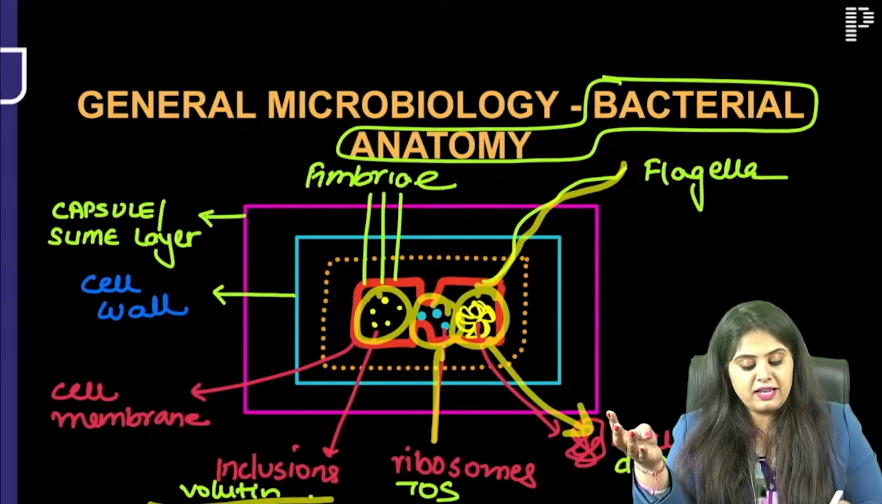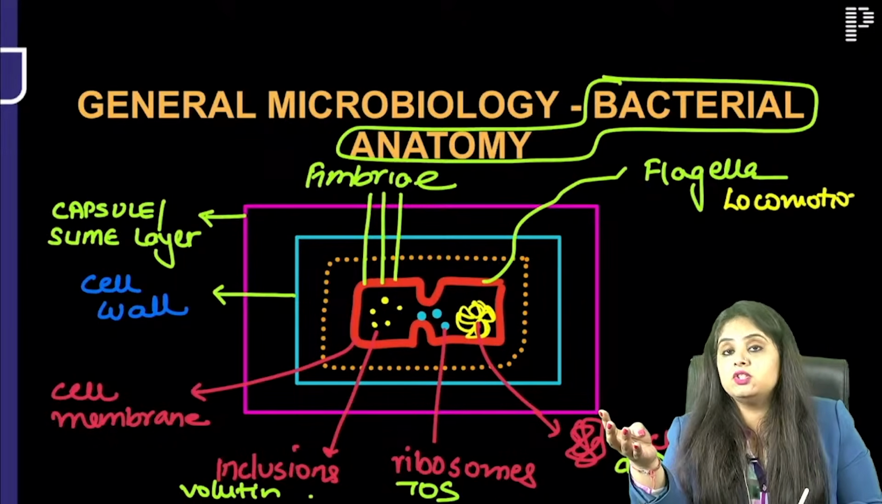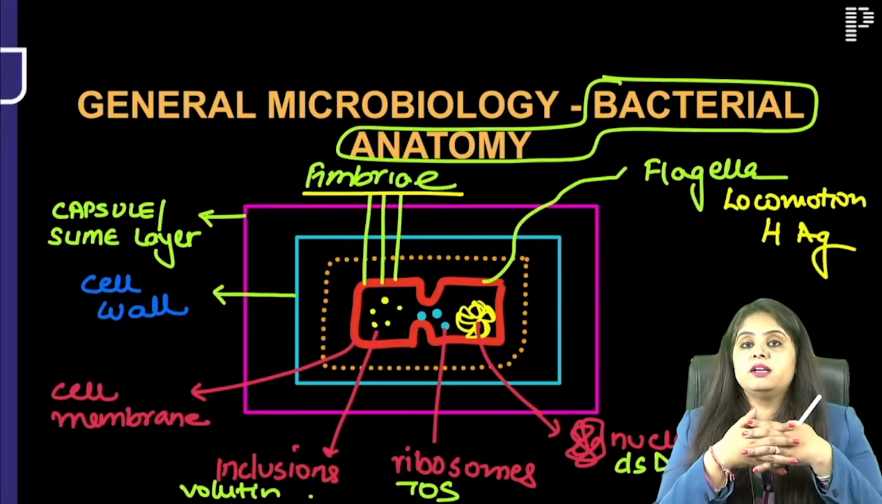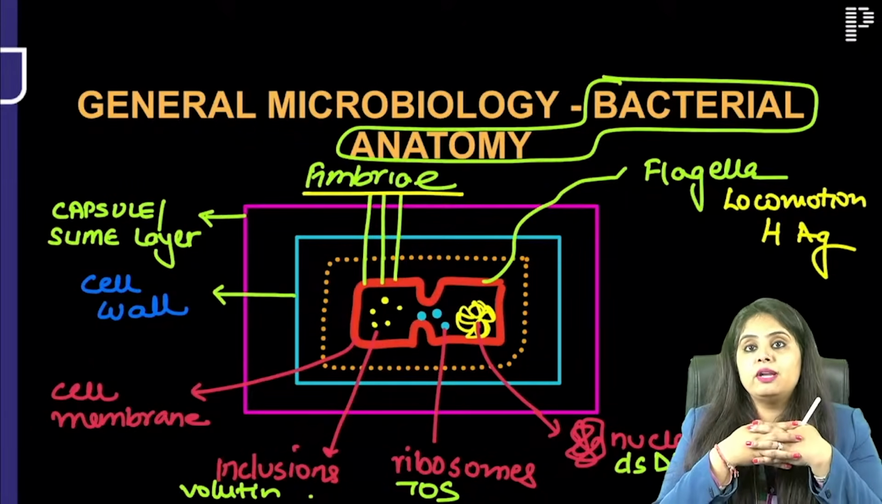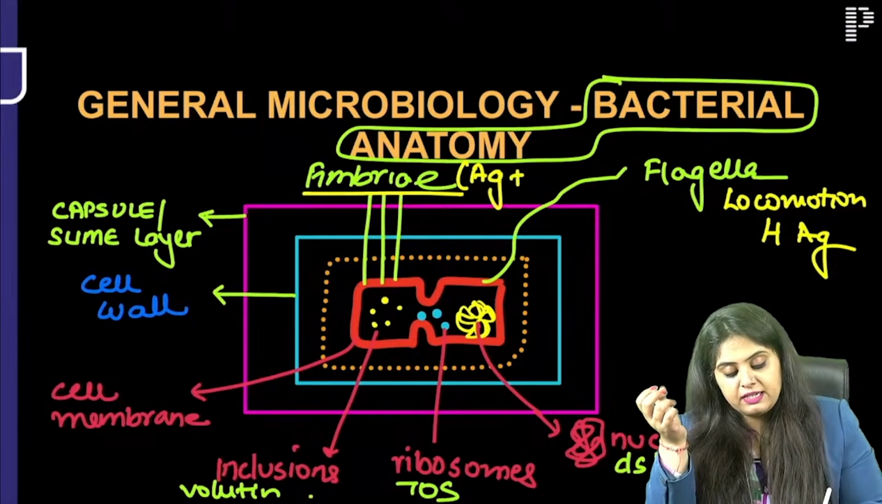Then you had a long flagella, that flagella was for locomotion and it was going to have the H antigen. On the other hand, you had fimbriae. Fimbriae were just for attachment. If attachment happens between male and female, you call it sex pili, and fimbriae can also have an antigen.